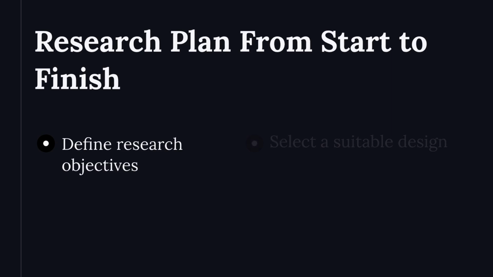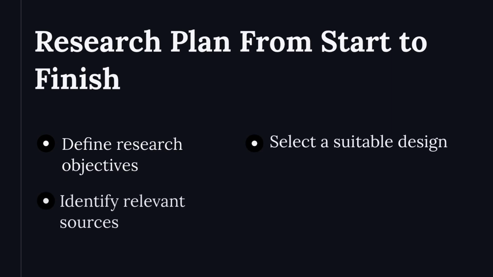A research plan moves from objective setting to completion. The steps include defining objectives, selecting a design, identifying data collection sources, deciding sampling method and size, choosing analysis techniques, ensuring ethical compliance, and setting a realistic timeline. This creates a clear route for the study.